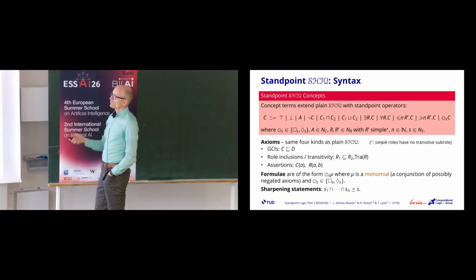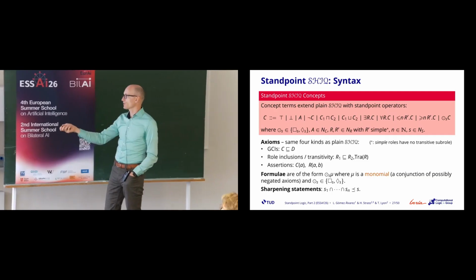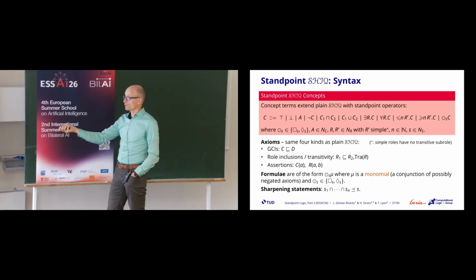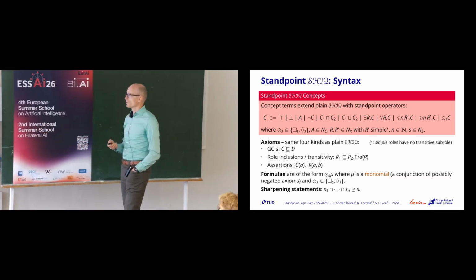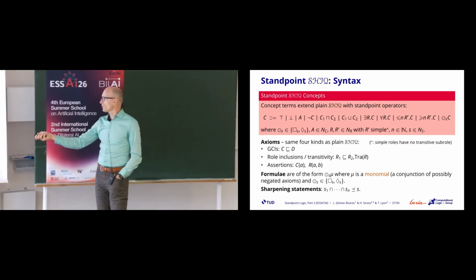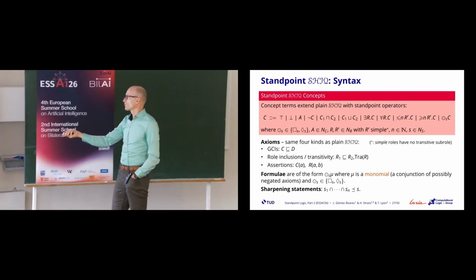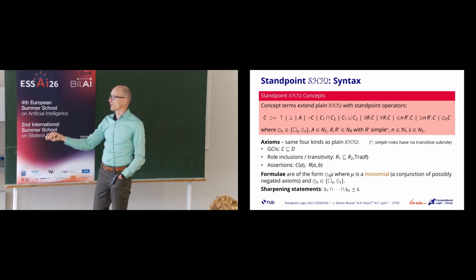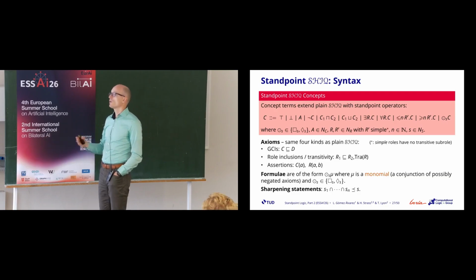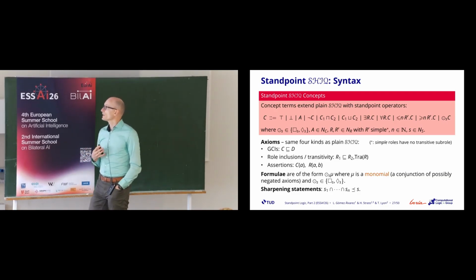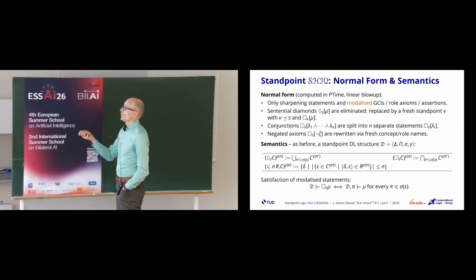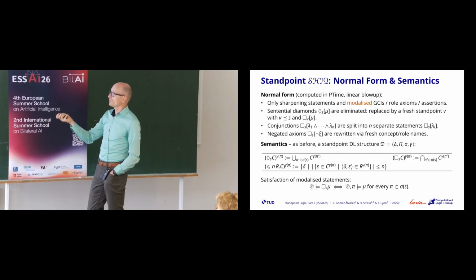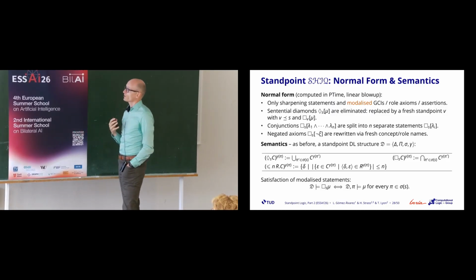We have the same kinds of axioms. So you have GCIs, transitivity assertions, and role inclusions. Right? But simple role inclusions only, no role chaining. And then again, we can build formulas. So we can have a conjunction of axioms and possibly negated axioms. And we can put another standpoint modality in front of them. Sharpening statements are, again, of this more general form. In order to do reasoning with them, you have to obtain a normal form of these standpoint SHIQ axioms.